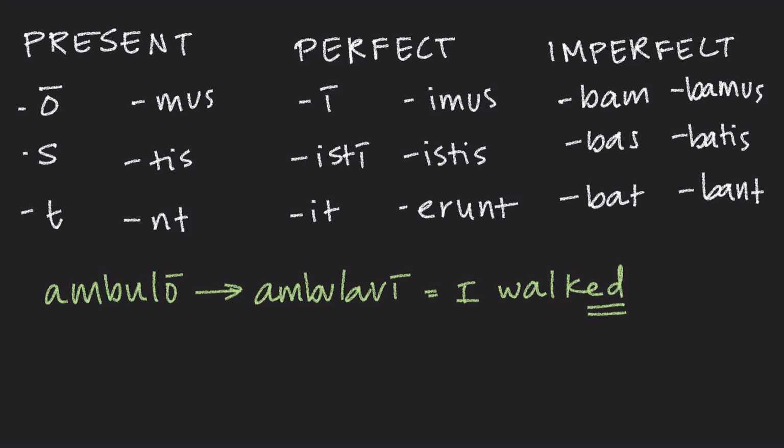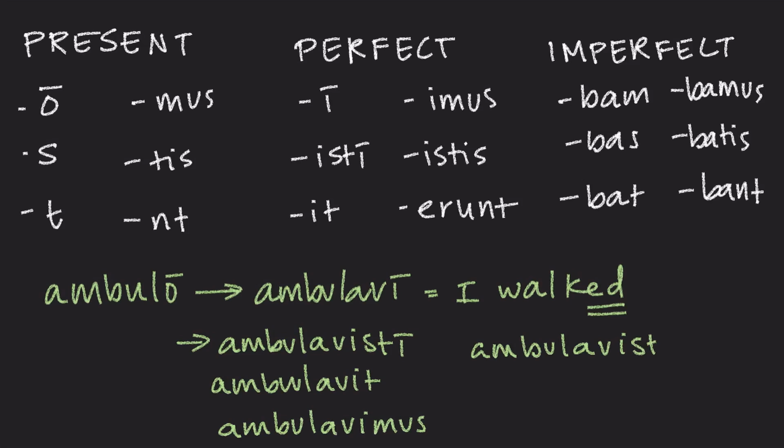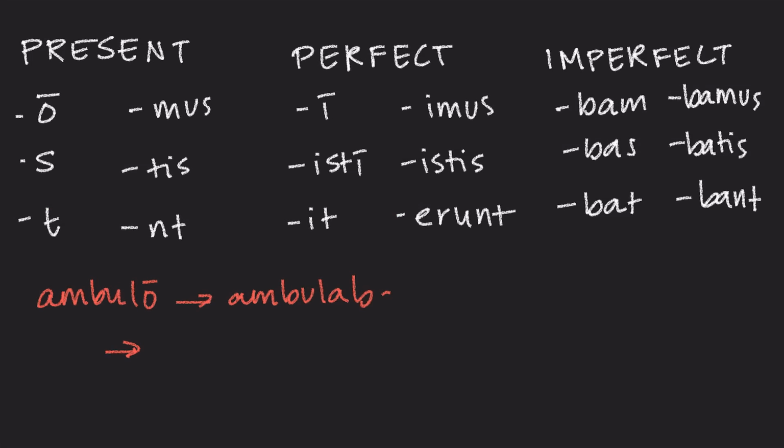So in order to put this in the perfect or in the past, instead of saying I am walking, we say I walked. Okay? And this verb would change to ambulavi, ambulavisti, ambulavit, ambulavimus, ambulavistis, and ambulaverunt. Okay, that's just going in line with the perfect tense endings that are right there in front of you. So ambulavisti would be you walked, ambulavit, he walked, ambulavimus, we walked, ambulavistis, y'all walked, and then ambulaverunt, they walked.